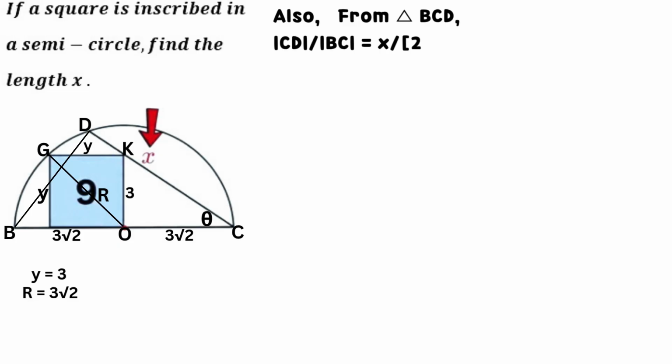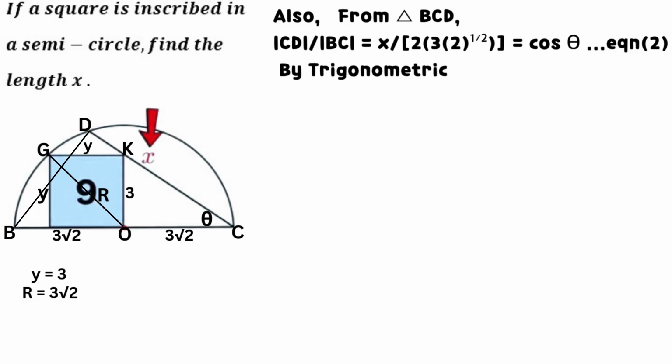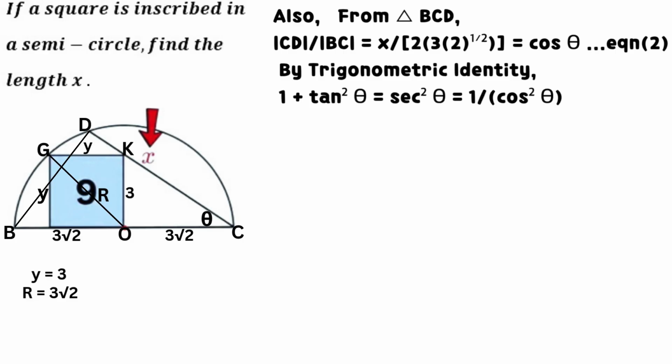Also, from triangle B, C, D, length C, D divided by length B, C equals x divided by 2 multiplied by 3 times the square root of 2, which equals cos theta. We call it equation 2.